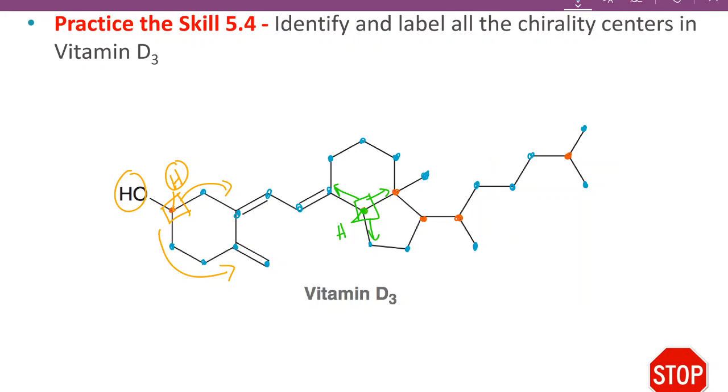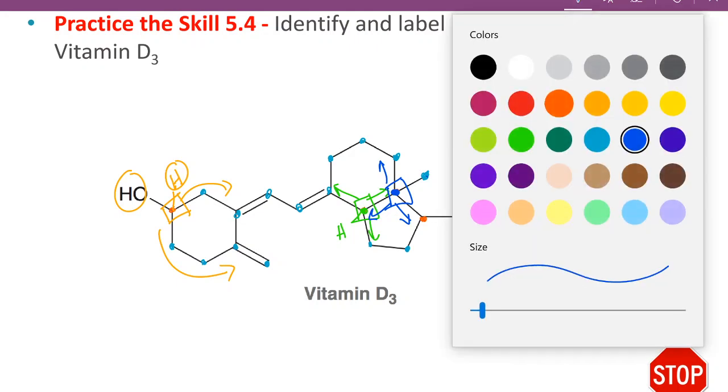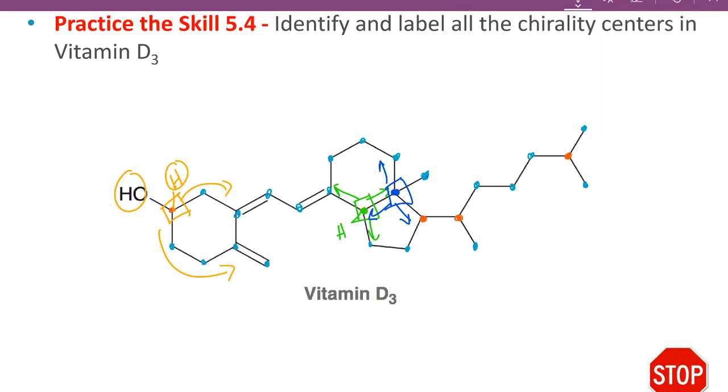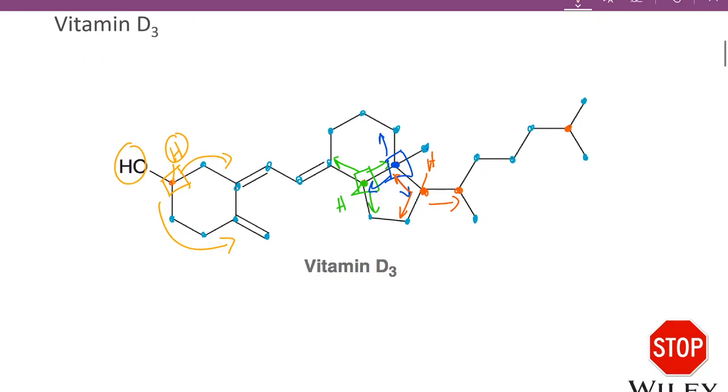Next, this carbon has methyl, this path, and this path. And those 3 paths are different, so this is also a chiral center. Next we have, let's do an orange again, this carbon, which has hydrogen, okay, because remember it has to have 4 things attached because it's sp3. This path, which is different from this path, which is different from this path. So this is also a chiral center.